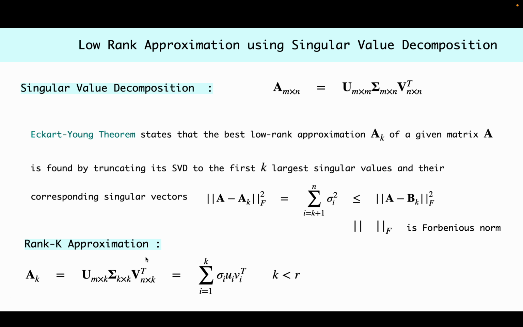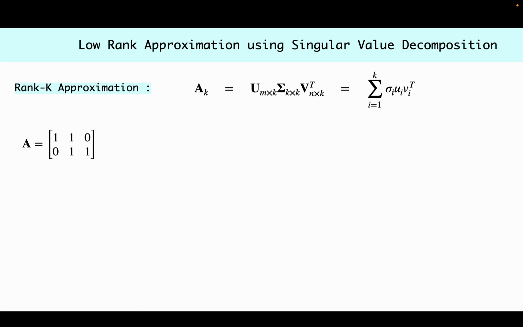Rather than taking all the singular values, we take the first k largest singular values and their corresponding singular vectors, and we construct the U and V matrices and thereby construct the A_k matrix. So we are not using all the singular vectors, we are just using the k largest singular values and their singular vectors to obtain the rank k approximation of a matrix.